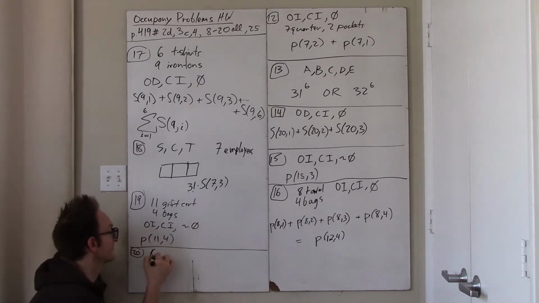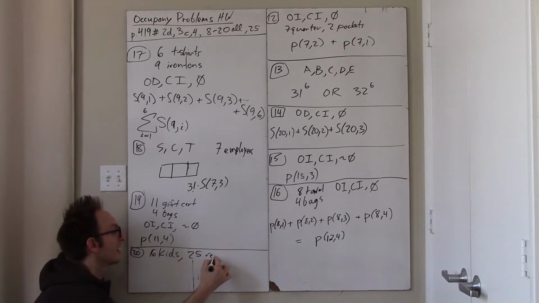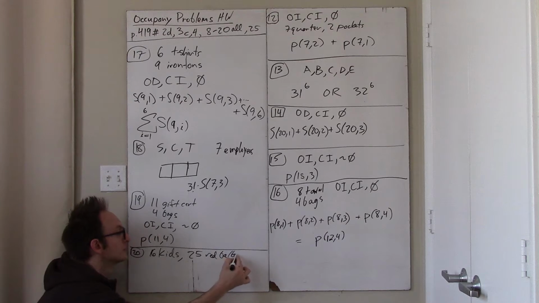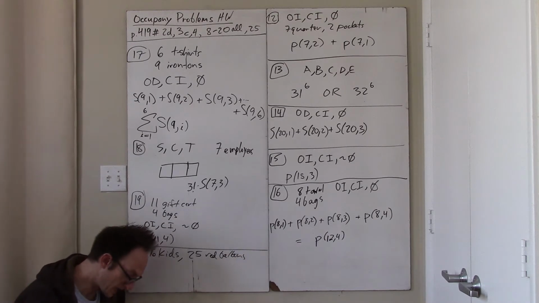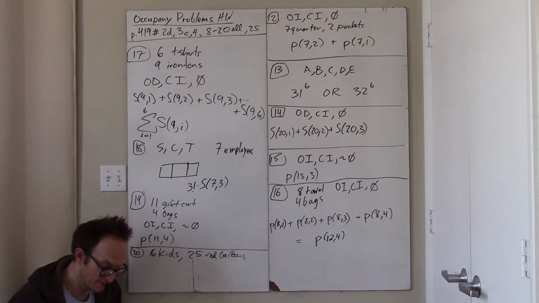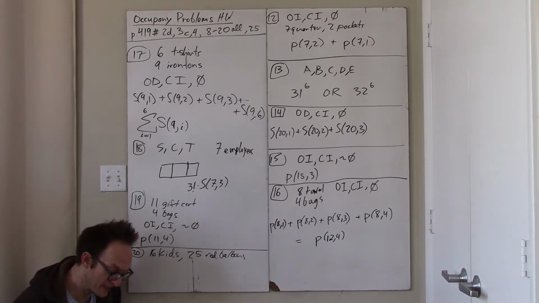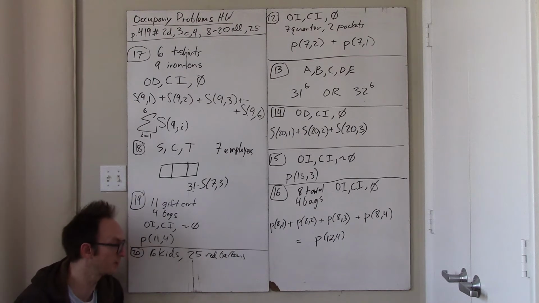So, what do we have? We have 16 kids, and we have 25 red balloons. Question: in how many ways can the balloons be distributed to the children at the birthday party, including Sue, assuming that no child should go home without a balloon?